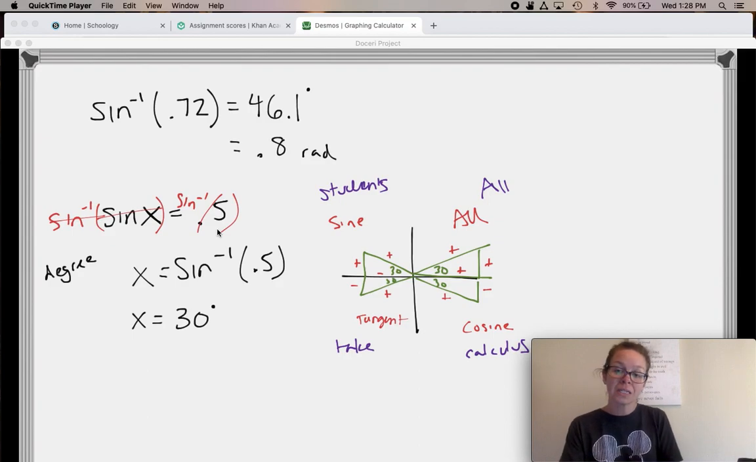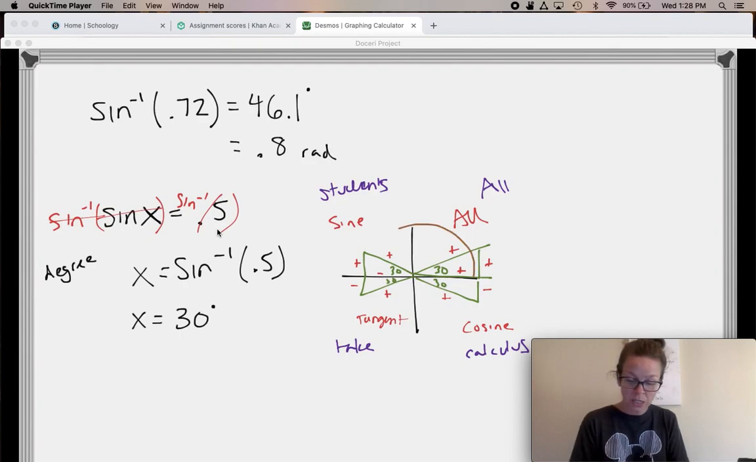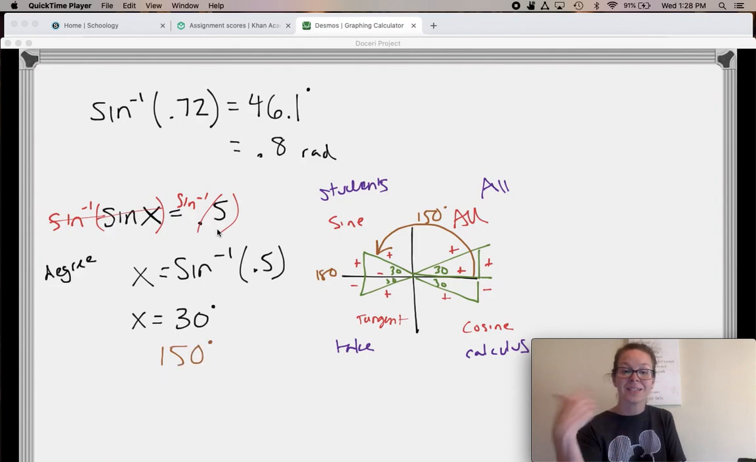So where else is sine positive? Sine is positive in that first quadrant. Well, sine is also positive in the second quadrant. So if I thought about that second quadrant angle, I start still at my 0 line and work my way around to here. How big is that angle? Well, if the little triangle wedge is 30 and 180 is halfway, then that angle must be 150. So that means 150 is another answer to this question.